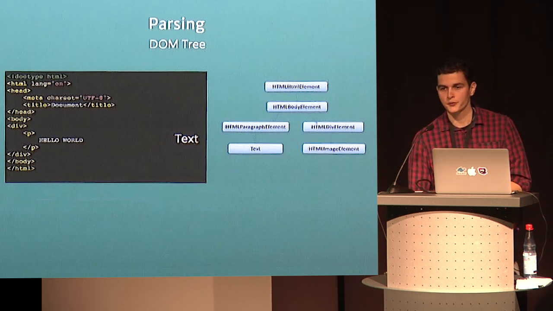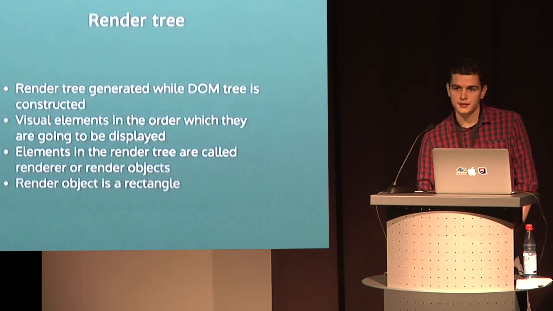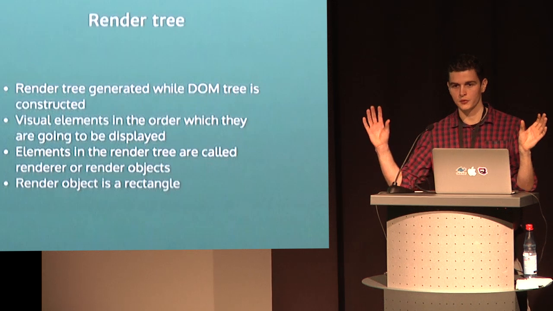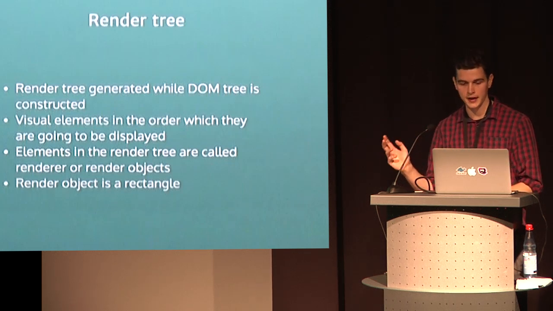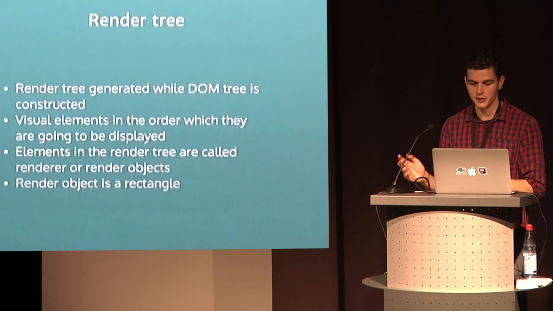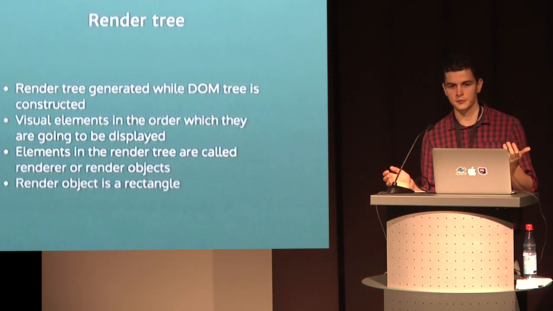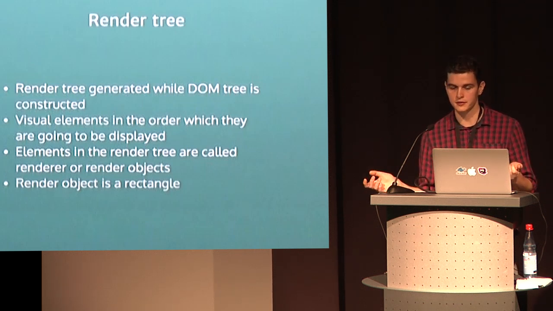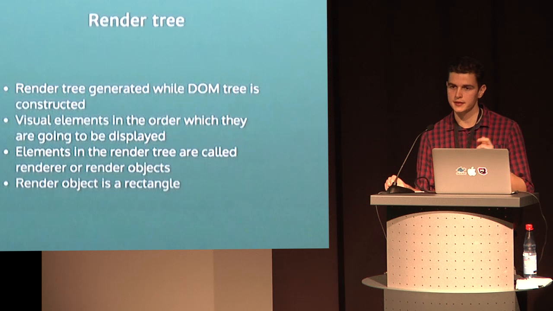So right now, let's move on to the next step, which is called the render tree. The render tree is generated while the DOM tree is constructed. So on one side, you have the DOM tree, which is being constructed, and at the same time, the render tree is being constructed. The render tree is basically the visual elements, and the order in which they need to be displayed. Again, based on the browser, the terminology might be different. For example, it might be called the renderer, or it might be called render objects. Those are the small elements which this tree consists of. And one important thing to note is that those render objects, those smallest elements, are basically rectangles.